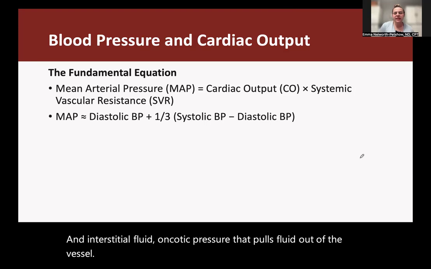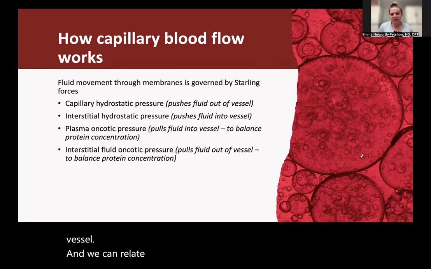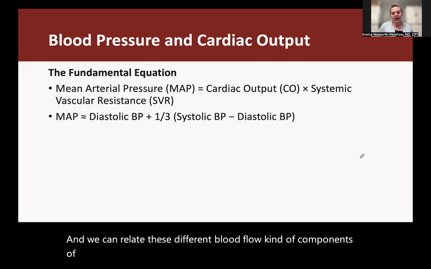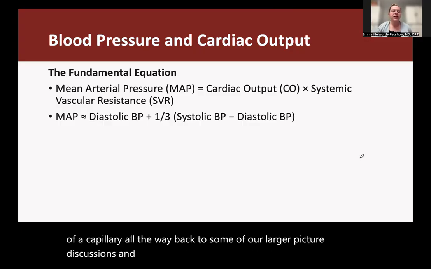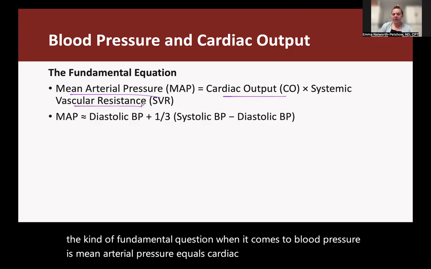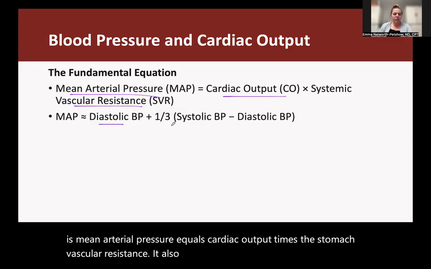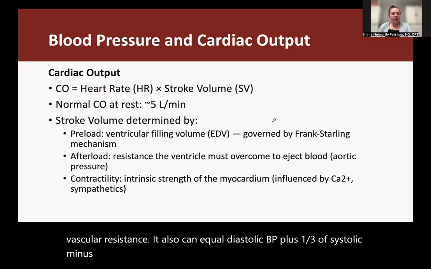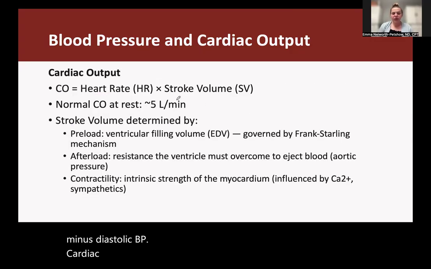And we can relate these different components of a capillary all the way back to some of our larger picture discussions in blood pressure and cardiac output. As a reminder, the fundamental equation when it comes to blood pressure is mean arterial pressure equals cardiac output times systemic vascular resistance. It also can equal diastolic BP plus 1/3 of systolic minus diastolic BP. Cardiac output is heart rate times stroke volume and typically is 5 liters at rest.